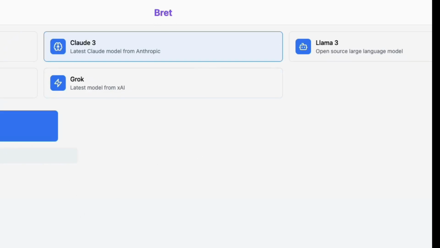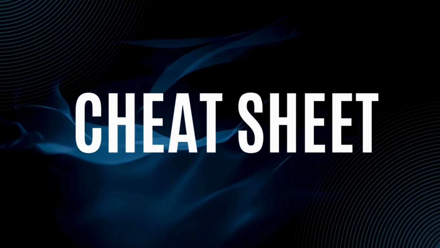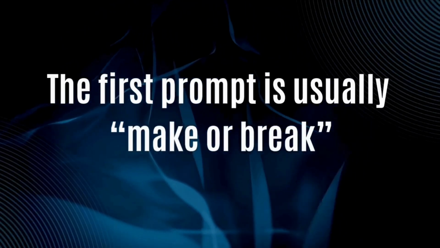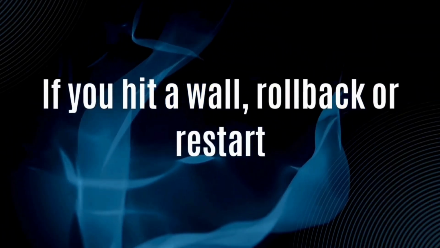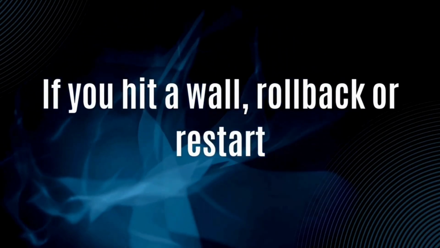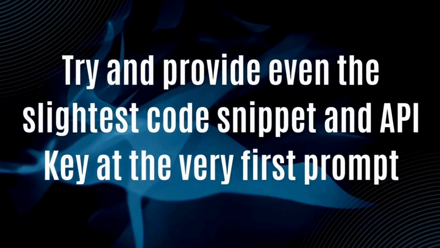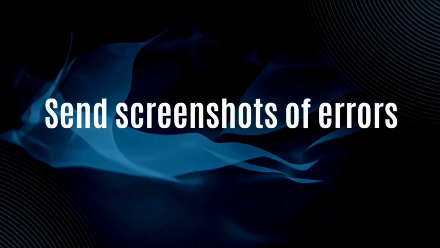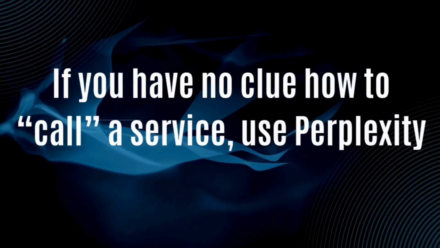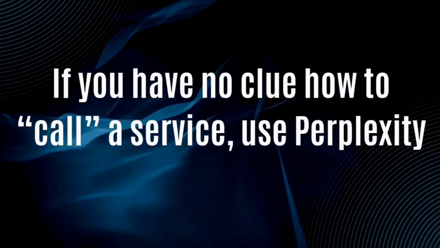Let's dive in. First, we're going to start out with a cheat list of items that you need to keep in mind. Number one, the first prompt is usually make or break. Number two, if you hit a wall, hit the rollback or restart. Number three, try and provide even the slightest code snippet and API key at the very first prompt. Number four, send screenshots of errors if you can. And number five, if you have no clue how to call a service, always try to start with Perplexity.